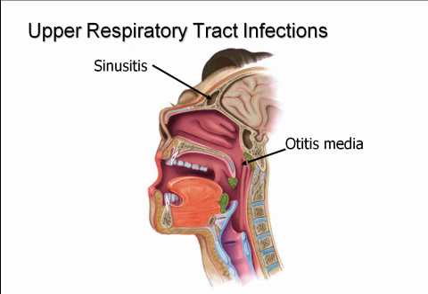Otitis media is an infection in the ear. Tonsillitis: we mentioned the tonsils in our lesson on the immune system, and occasionally we can get active infections in the tonsils. And also we can get laryngitis.